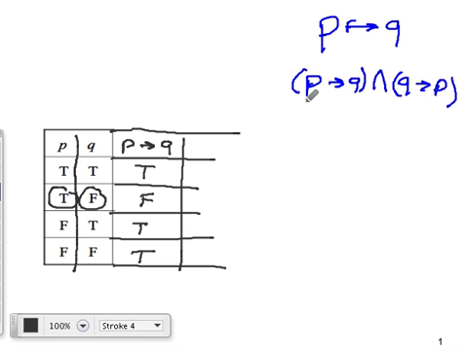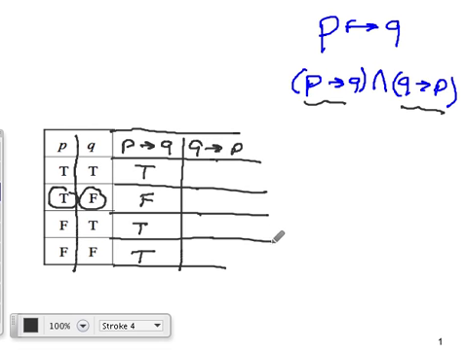Okay, so I got this part. Now I'm going to go to this part. If Q, then P. Well, again, it's true everywhere except where I break a promise. So notice I have a true here, right? I have a true here and I have a false here. So it would be false right here. But it's true everywhere else.